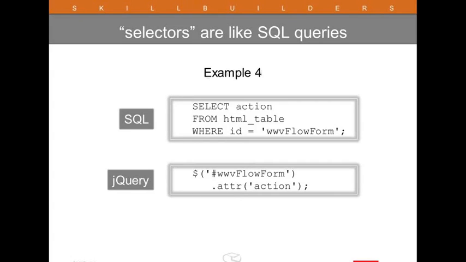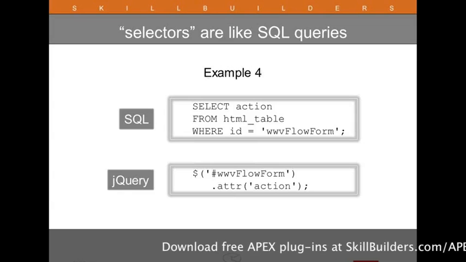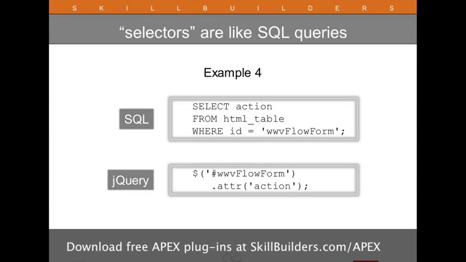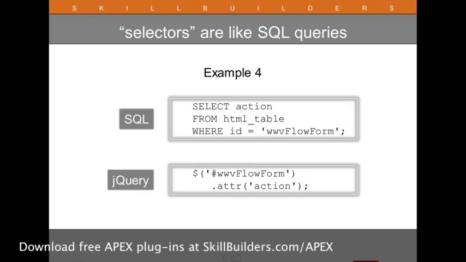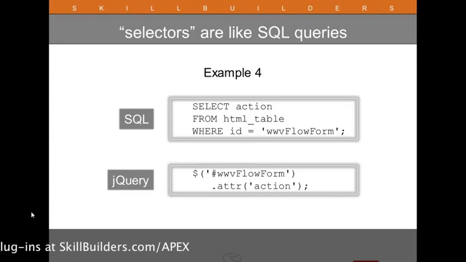Here's another example. This time, rather than doing a count, as we've been doing, it's a more practical example. In SQL, we might select an attribute, like in this case, action. We're selecting the action column from the table, again targeting that specific row. In jQuery, I'm using the same selector we saw before. This time I'm using the attribute method to get the value of action.